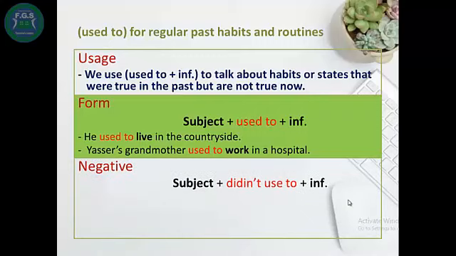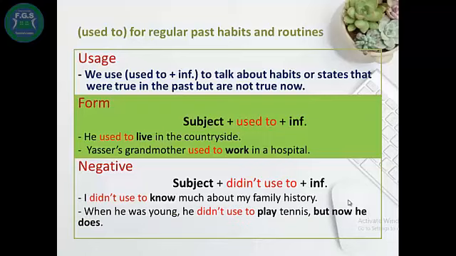Negative. Subject plus didn't use to. We remove the D after didn't plus the infinitive. I didn't use to know much about my family history. When he was young, he didn't use to play tennis, but now he does. But now is present, so I said does.